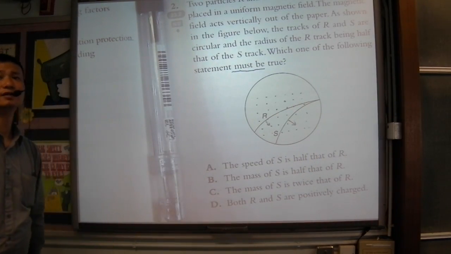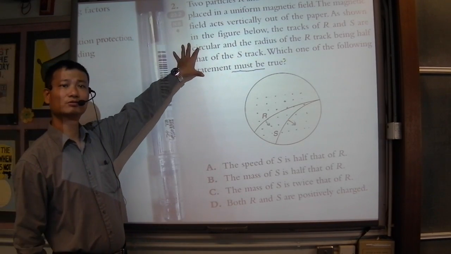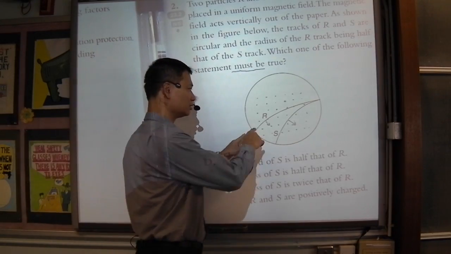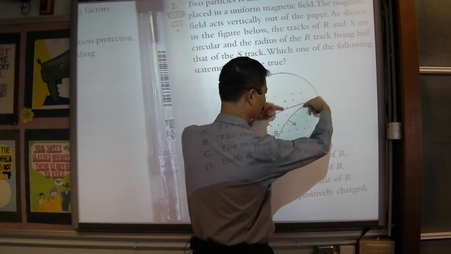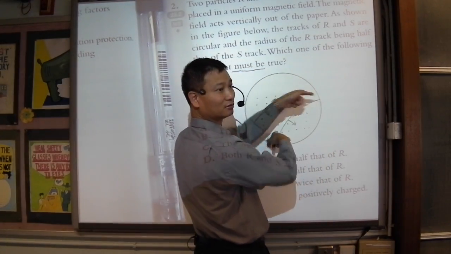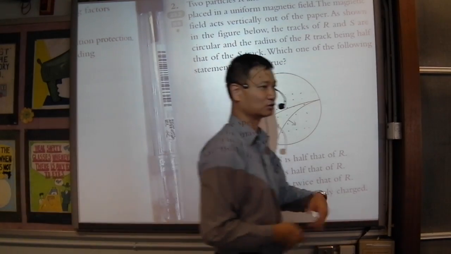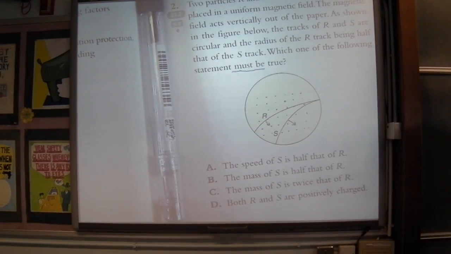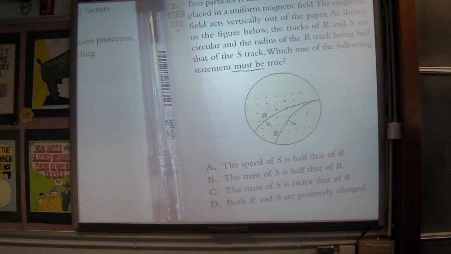It's okay. But the problem is that the description of the question doesn't tell us whether it is moving from left to right, or maybe one from the left and the other from the right. So maybe they just move like that. We don't know. So part D, both R and S are positive charge. We don't know. It may be true, but as I have already told you, the question asks what must be true. So here D cannot be considered as must be true.